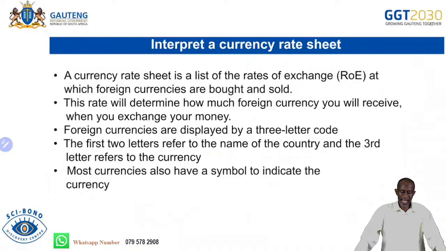Foreign currencies are displayed by a 3-letter code. The first 2 letters in that code refer to the name of the country, and the 3rd letter refers to the currency. So in our case, you have the ZAR.